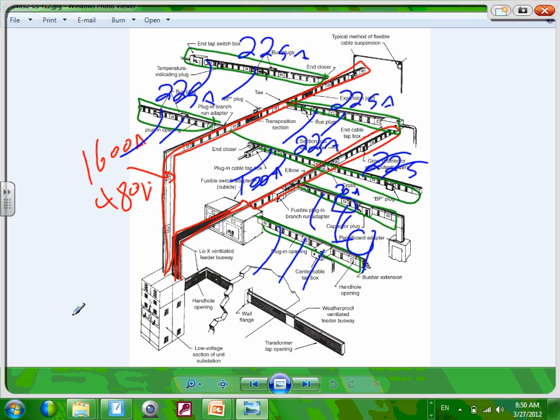Anybody know what the pink is? Can you guys see these pink ones? There are sections of them: Section A, B, C, D. If you're looking at yours, can you see your pink ones? These are the trolley busways. What's the difference? We're going to talk about trolley busways.